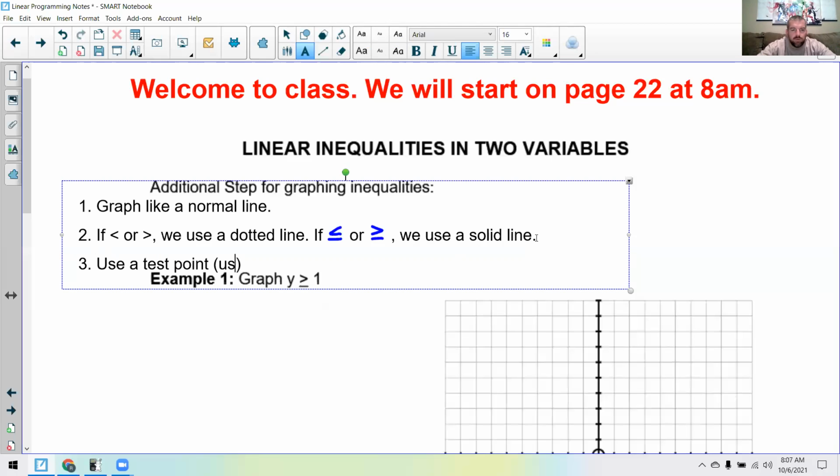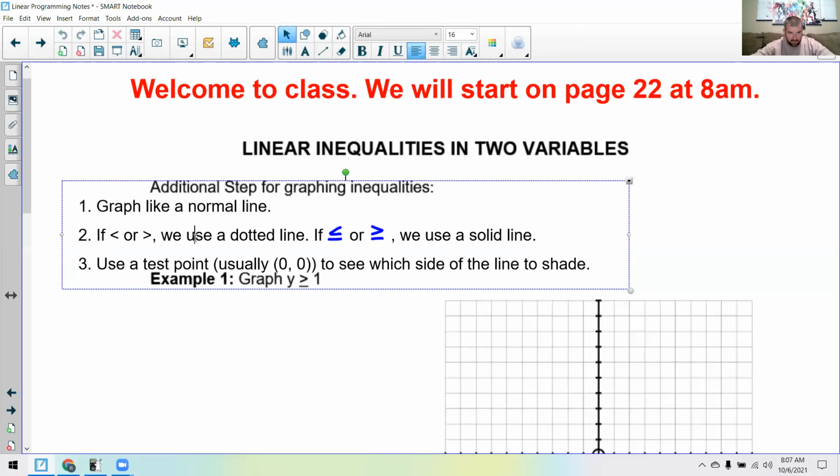And that's usually going to be 0, 0, to see which side of the line to shade. And I'll explain that again in just a second.